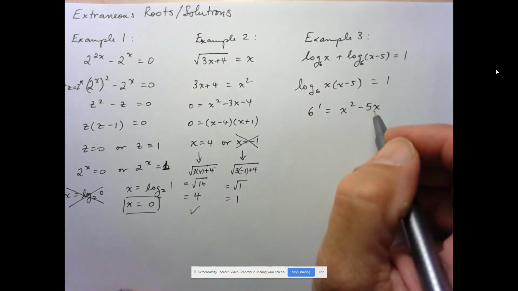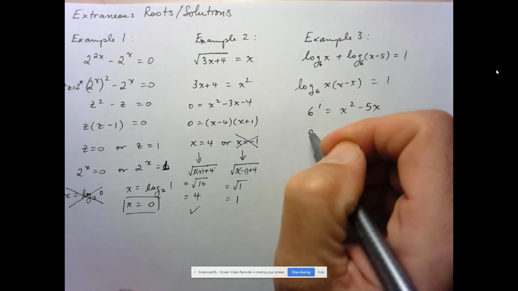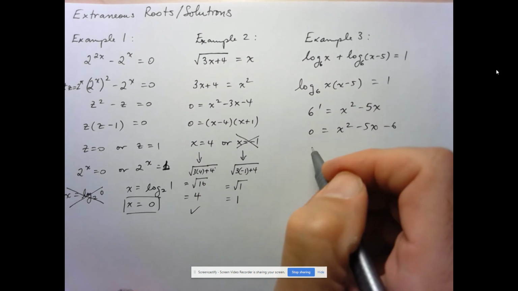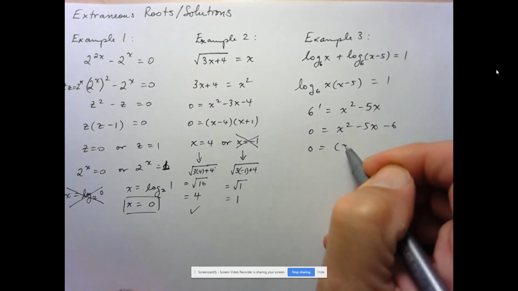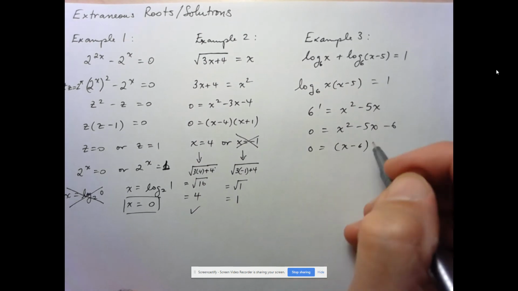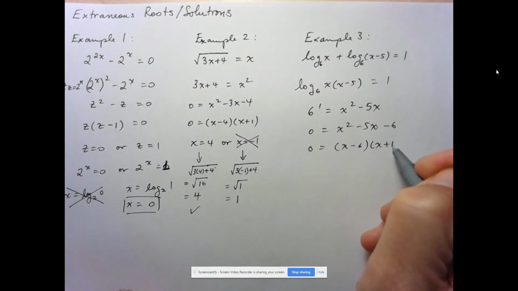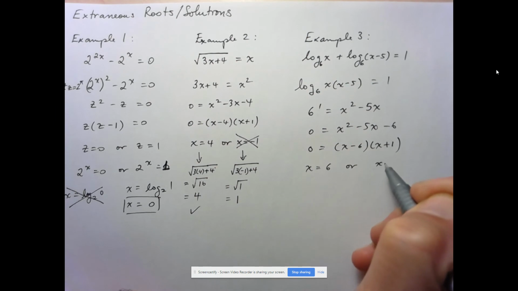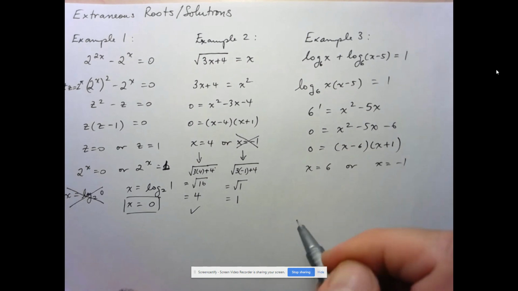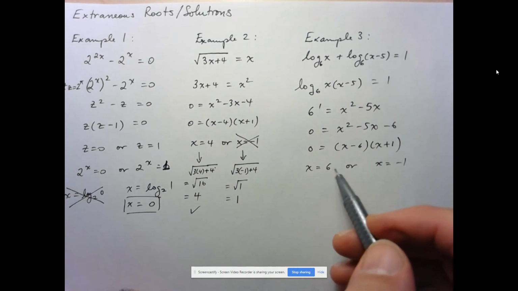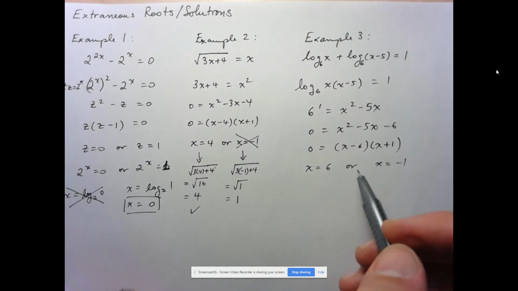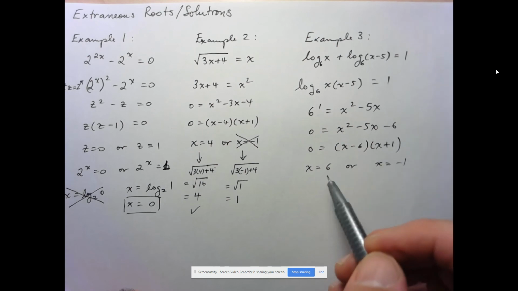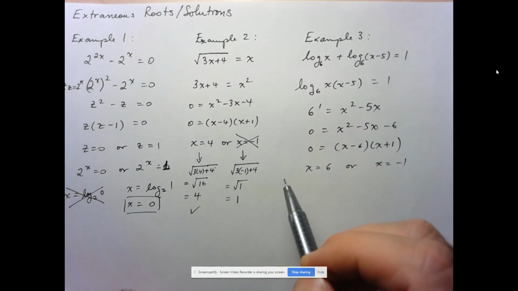And so now again, I've got a quadratic equation. So bring the 6 to the other side, x squared minus 5x minus 6. So here we have x minus 6, x plus 1. And so x is equal to 6, or x is equal to negative 1. And yet again, these look like perfectly reasonable answers. They solve this quadratic, but let's see what happens when we input them back into the original equation.